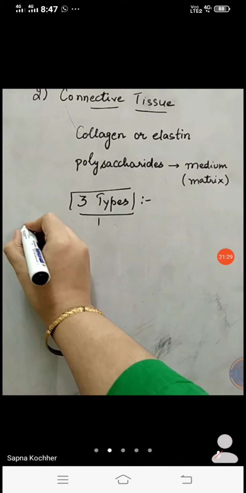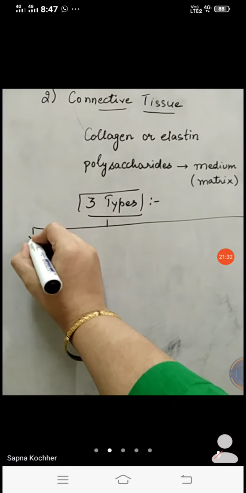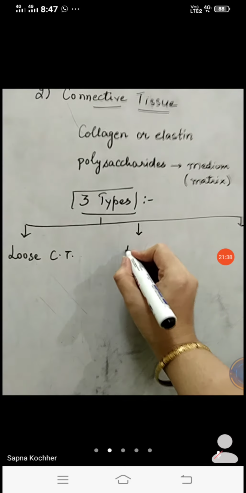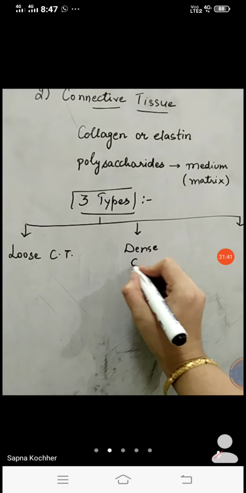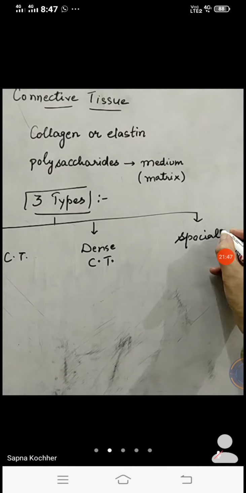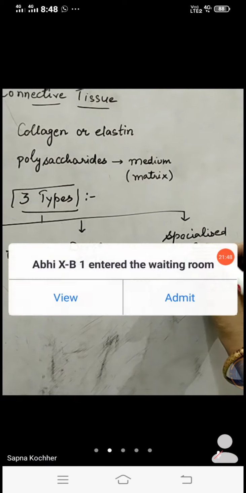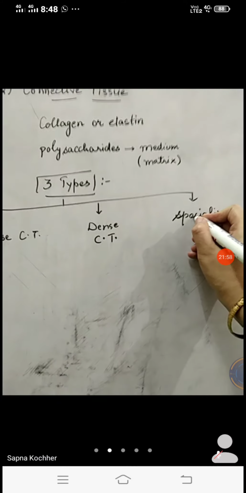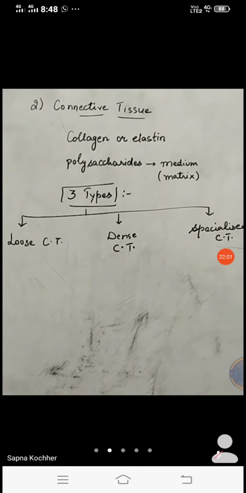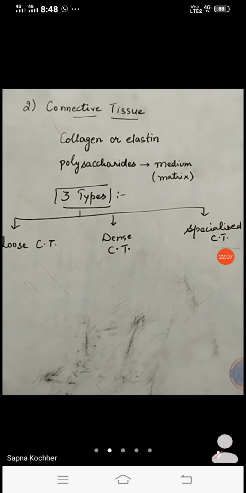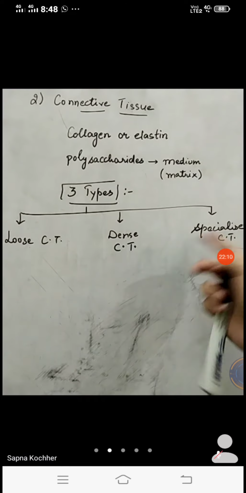Number one is the loose connective tissue. Second is dense connective tissue. And the third is specialized connective tissue. Specialized connective tissue, loose connective tissue, and dense connective tissue. Okay. Coming to the names of these loose, dense, and the specialized ones.